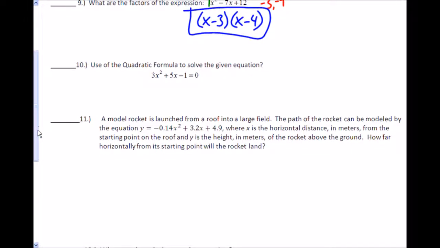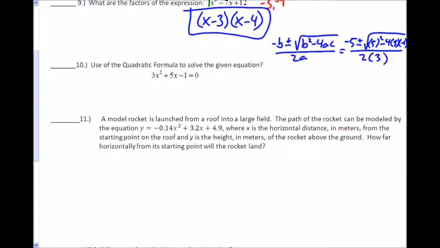Number 10, it says to use the quadratic formula to solve the given equation. So if I'm going to use the quadratic formula here, the quadratic formula is opposite of b plus or minus the square root of b squared minus 4ac all over 2a. And I just have to plug this in. B is the 5, so opposite of that is a -5 plus or minus the square root of 5 squared minus 4 times a, which is 3, times c, which is a -1, all over 2 times a, which is the 3.